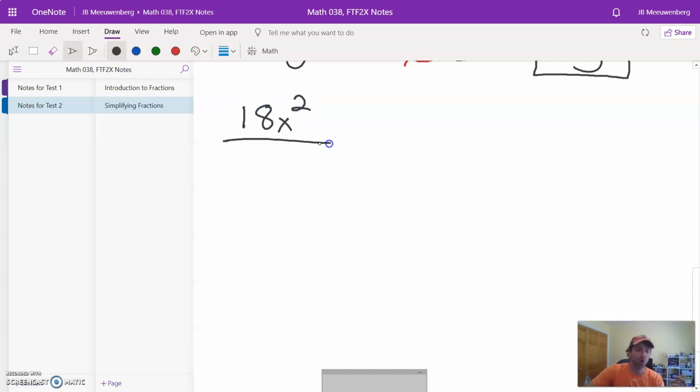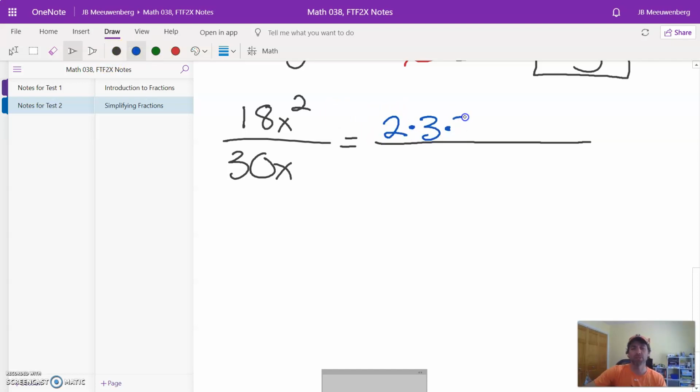So we have 18x squared over 30x. Pause the video, give it a shot. Again, I'm just going to keep going. Factor tree, 18. 18 would be 2 times 3 times 3. And x squared, if I'm writing it as prime factorizations, would be times x times x. We think about what does x squared mean? It means some number, I don't know what it is, but it's times itself. On the bottom, 30x would be 2 times 3 times 5, then times x.